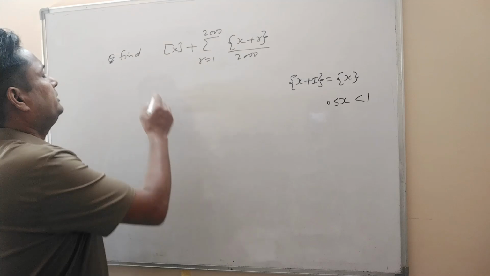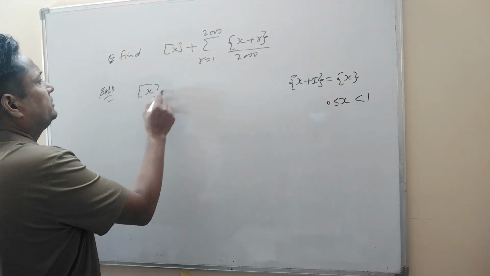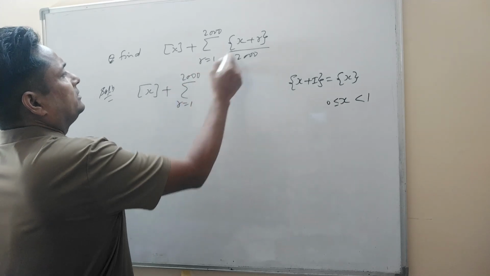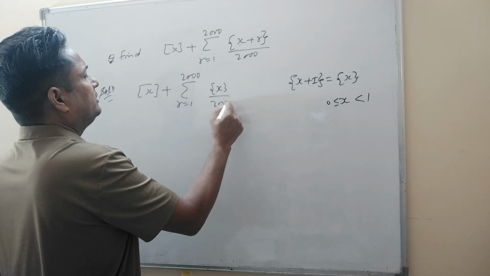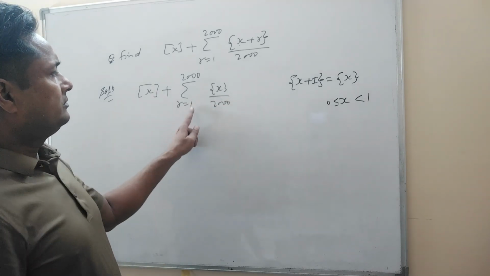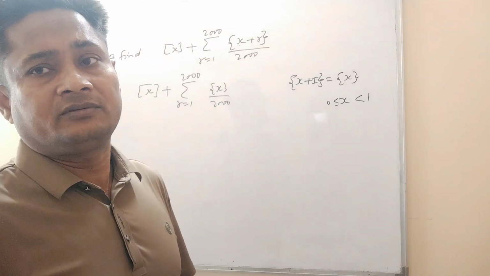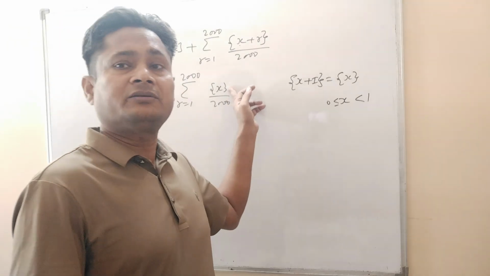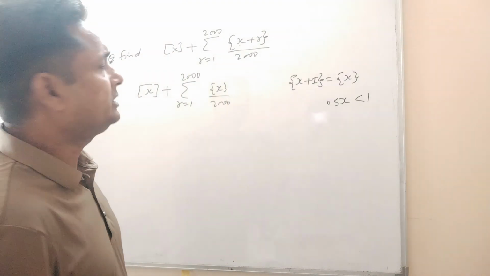Now use this property. So this can be written as the greatest integer of x plus the sum over r equal to 1 to 2000 of the fractional function {x} by 2000. The limits on the sigma change with respect to r, which means x will be like a constant value. I told you this property earlier.